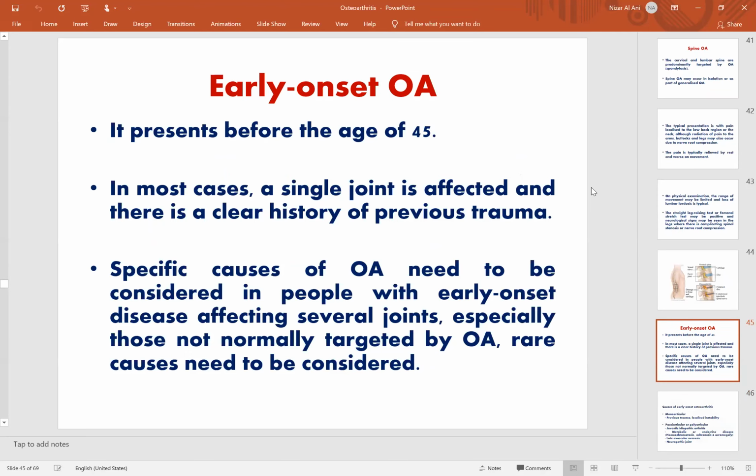Early onset osteoarthritis, or what we call secondary osteoarthritis, presents in people younger than 45 years. In most cases, a single joint is affected and there is a clear history of previous trauma. So trauma is the most common cause of secondary osteoarthritis. Other causes should be considered, especially when the osteoarthritis develops in joints that are not affected by primary OA.